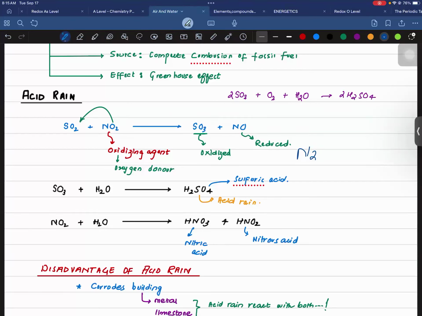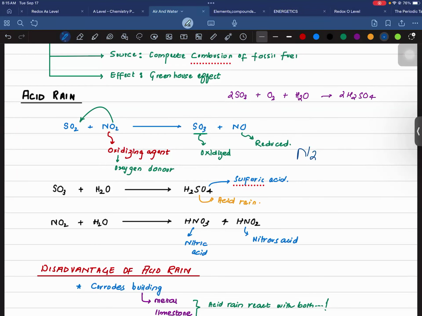Can anyone tell me why nitrogen is inert? Why nitrogen is unreactive? What's the reason that I told you in the last class? Yes. Sir, it has a triple bond. Nice, it has a triple bond. Exactly. So it requires a lot of energy.